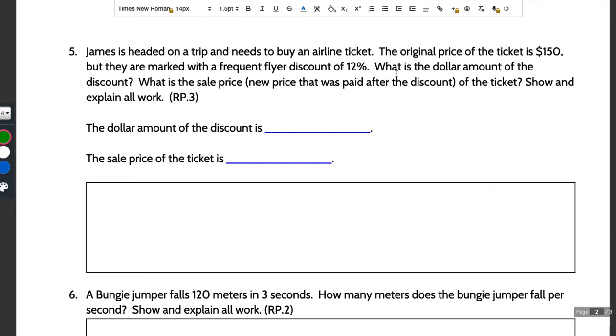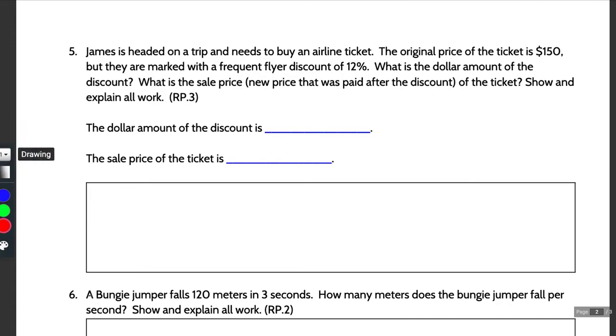Okay, so first of all, the original price is $150. It's marked down 12%. First of all, we need to find out what this discount is, 12%. And that would be the dollar amount of the discount. We know the discount is 12%, but what is that in dollars, right? So I can do that here.